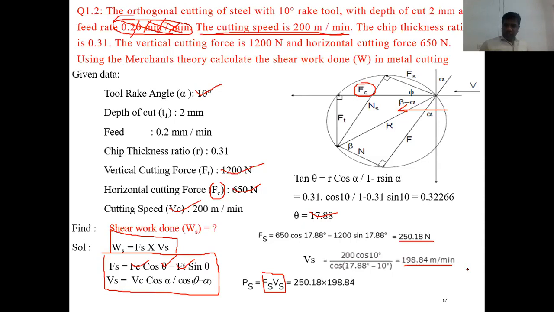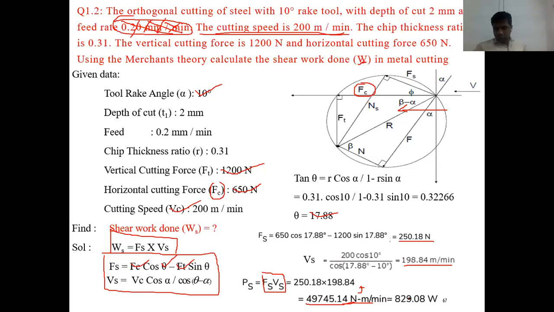So the critical thing: whatever is coming here, you're going to get this value. When you multiply this, you get 49745.14 Newton mm, or nothing but Newton mm. What is the unit of Newton mm? It is nothing but joule, right? So Newton mm or joule, same, joule per minute. But here, joule per minute is not a watt. Here they are asking in terms of watt.